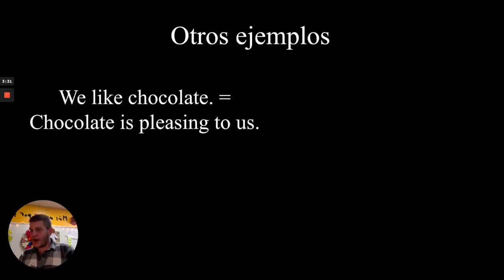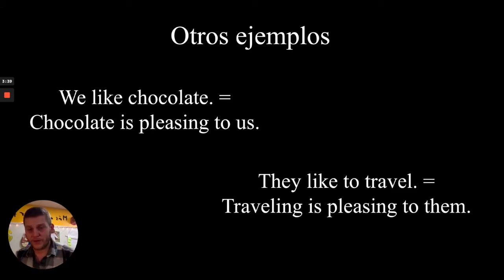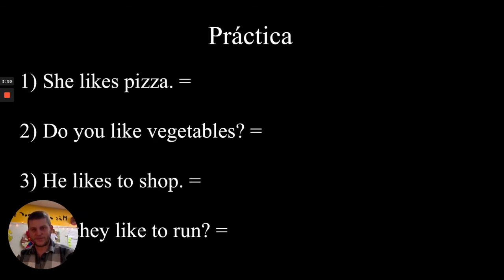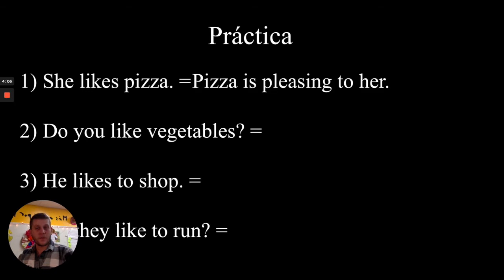So, we like chocolate becomes chocolate is pleasing to us. They like to travel becomes traveling is pleasing to them. Notice we are no longer the ones doing the liking, it is the thing that we like being pleasing to us. So let's try switching some of these around together. She likes pizza. We're going to switch this around, and the pizza is going to become the subject. So what would this sentence be? Hopefully, you're saying, pizza is pleasing to her.